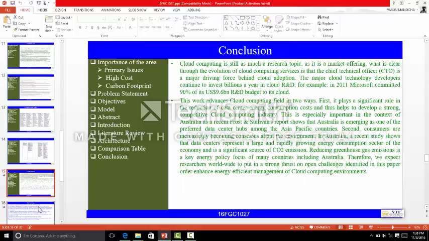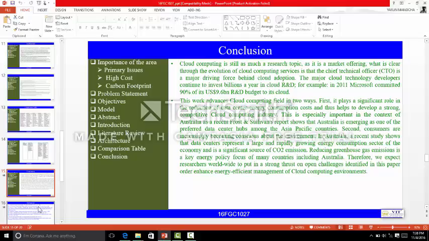In this study, we finally conclude that cloud computing is still as much a research topic as it is a market offering. What is clear through the evolution of cloud computing services is that the Chief Technical Officer (CTO) is a major driving force behind cloud adoption. The major cloud technology developers continue to invest billions a year in cloud R&D. For example, in 2011, Microsoft committed 90% of its US $9 billion R&D budget to its cloud.